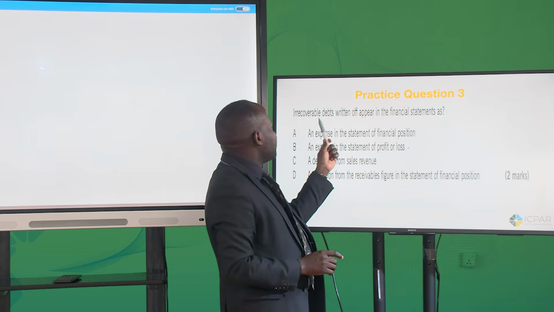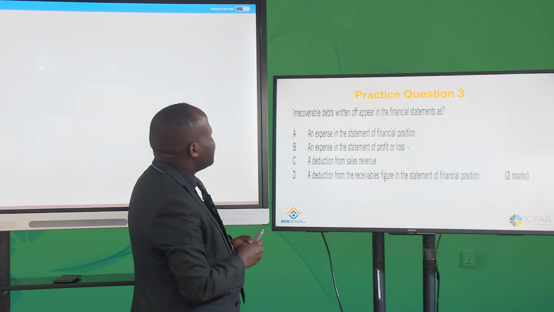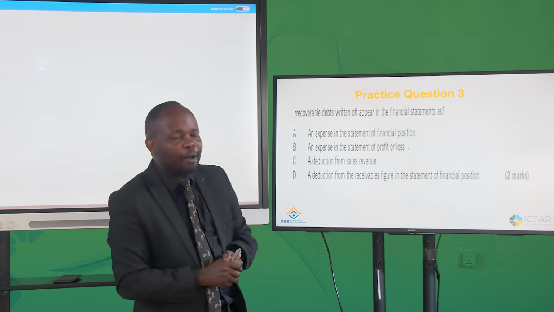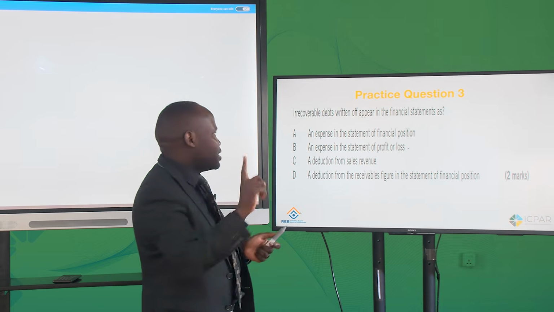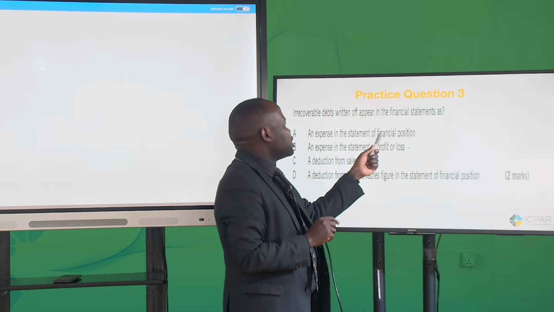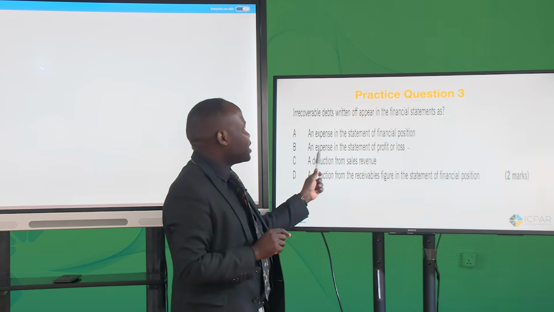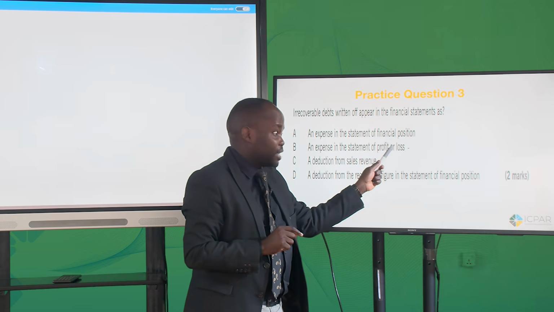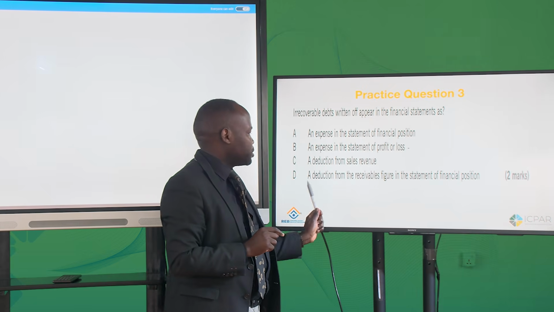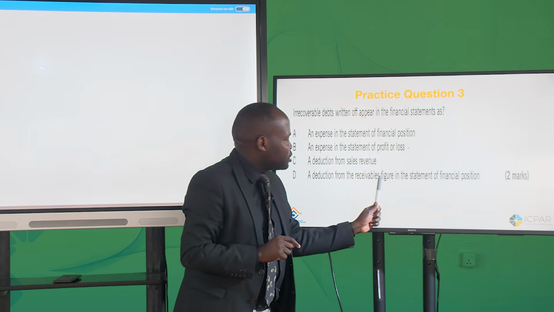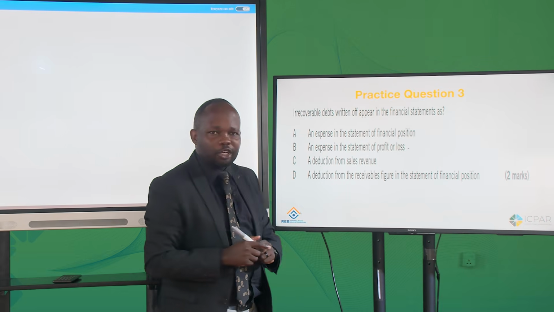Number 3, irrecoverable debts written off appear in the financial statements, as we agreed, as expenses. And expenses go to the profit and loss. As an expense in the statement of financial position? Expense is not in the statement of financial position. As an expense in the statement of profit or loss, that's the correct one. Now, a deduction from sales, it's not deducted from sales. A reduction in the receivable, that's not true. We are looking at financial statements. This is not a financial statement.